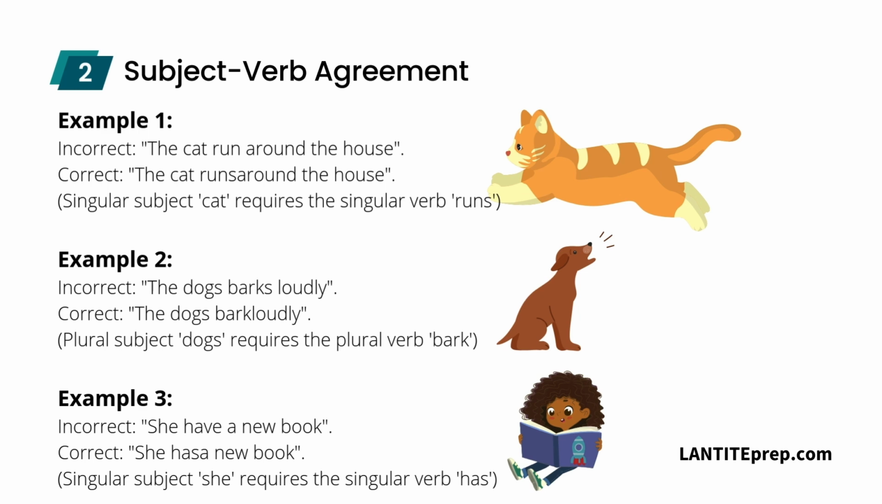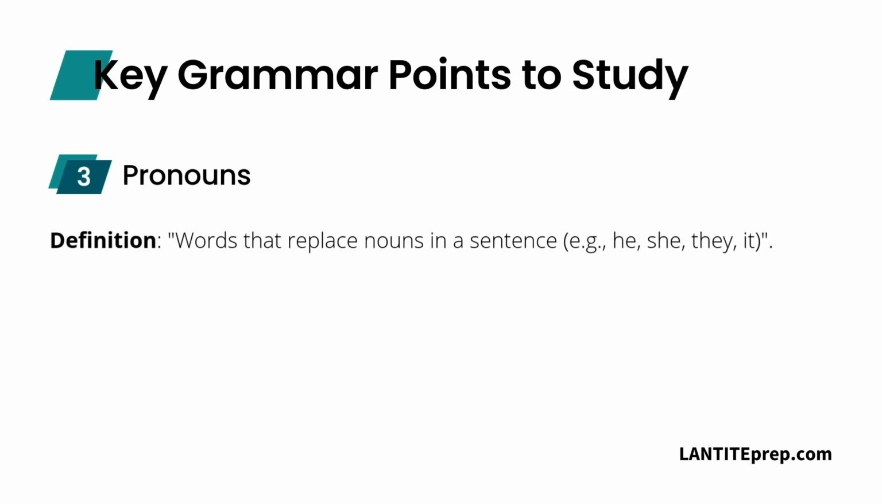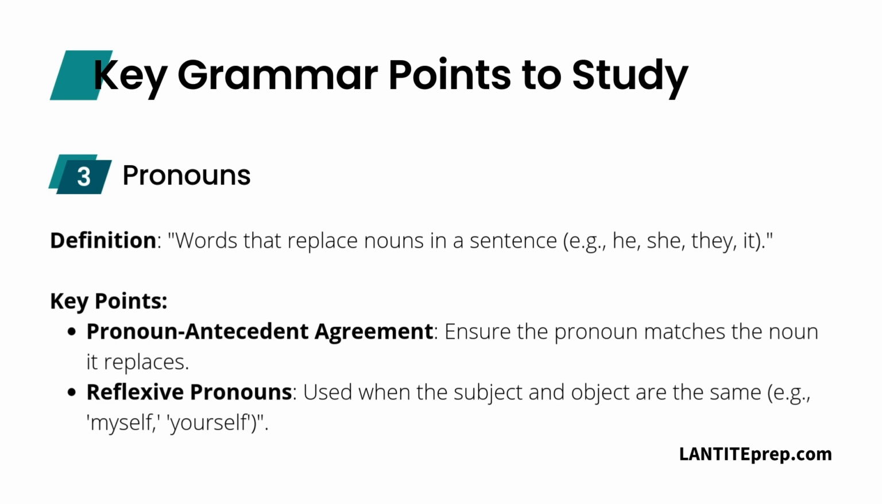Next, moving to pronouns, where we can recall that these are words that replace nouns in a sentence, such as he, she, they, and it. Furthermore, pronoun-antecedent agreement ensures that a pronoun matches the noun it replaces, whereas reflexive pronouns are used when the subject and the object are the same, such as using myself versus yourself. Let's look into further detail.